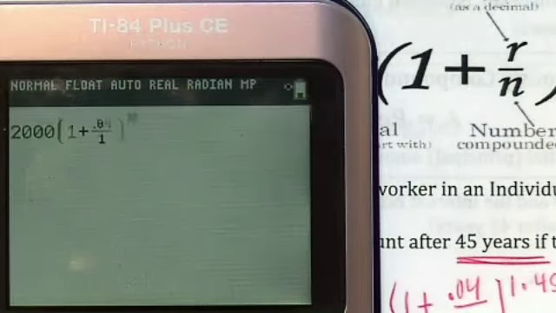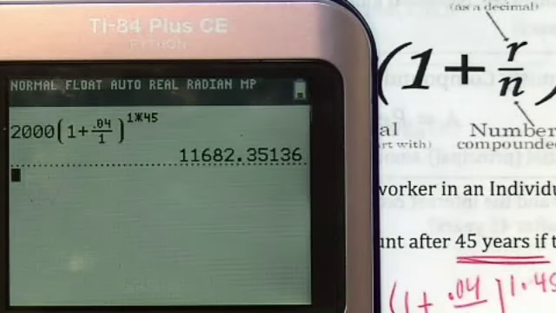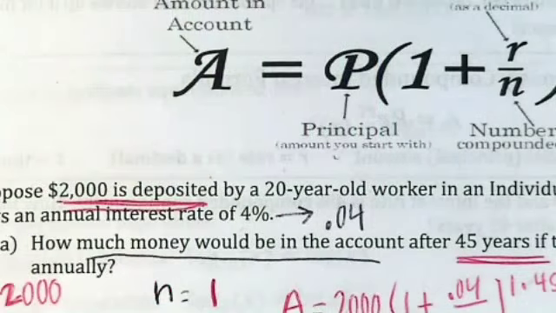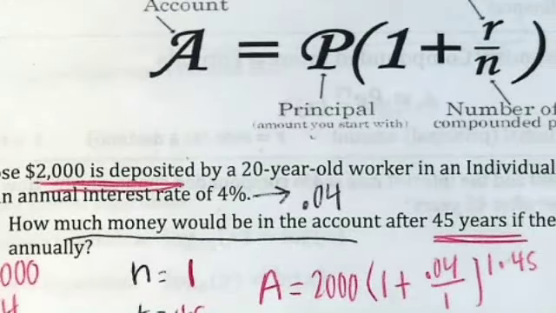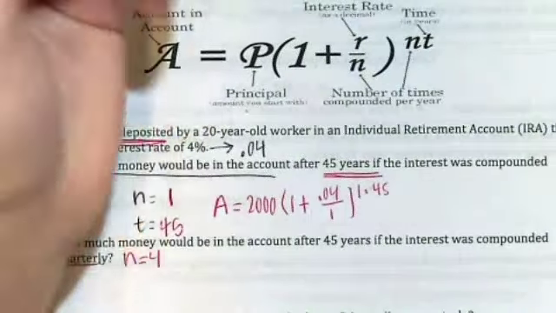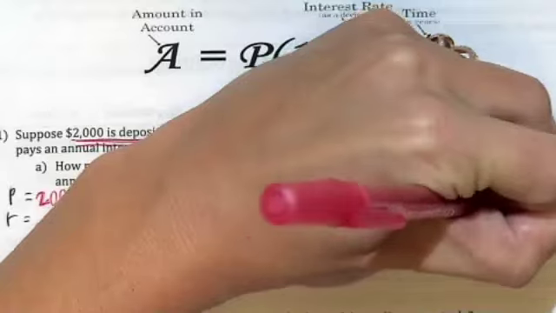Then we're going to do exponent, the caret. And the 1 times 45, both of those values are as an exponent. And so what this tells me is that if I let that $2,000 sit after 45 years, it's going to be at a value of basically $11,682. I'm going to go to 2 cents though when I talk about money, because that is how we represent money, right? Our cents value only go to 2.